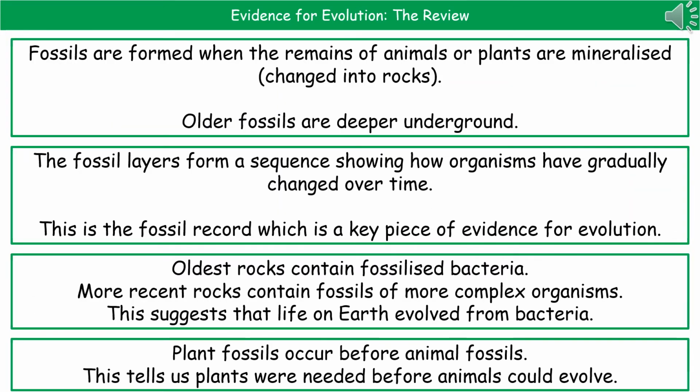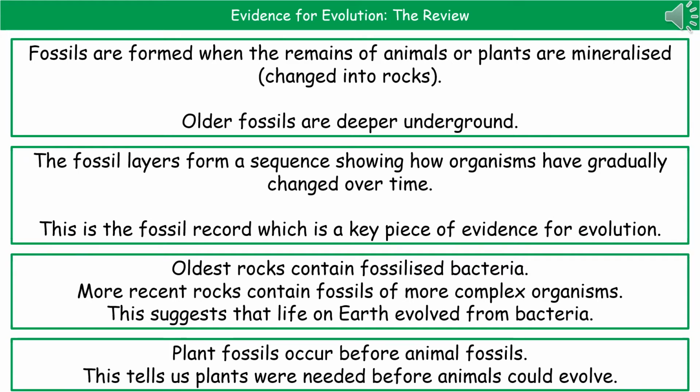We also have other evidence for evolution we need to be aware of. So we do have fossils that were formed when the remains of animals or plants became mineralized, which means they were changed into rocks, and we find older fossils buried deeper underground. So this means that those layers of fossils form a sequence showing how organisms have gradually changed over time. So that's what we refer to as the fossil record, which is that key piece of evidence for evolution.